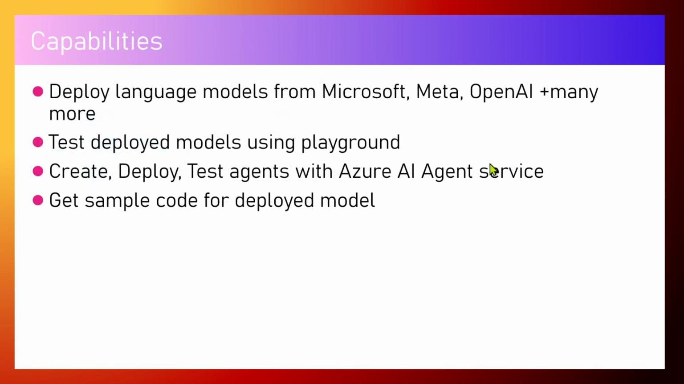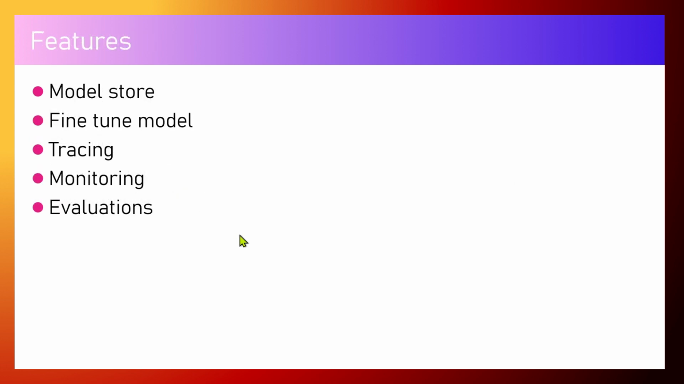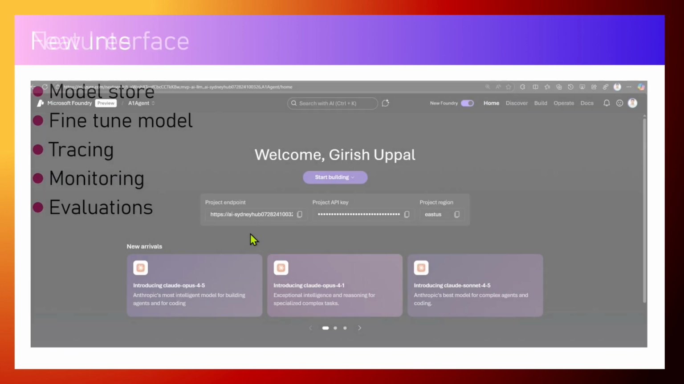What are the capabilities of Azure or Microsoft Foundry? You can deploy language models from Microsoft, Meta, OpenAI, many more. You can test deployed models using Playground. So once the model is deployed, you can test using playground. You can compare the model in that playground. You can create, deploy, test agents with Azure AI agent service, and also you can get the sample code for the deployed model. So model store, fine tune models, tracing, monitoring, evaluations, etc.